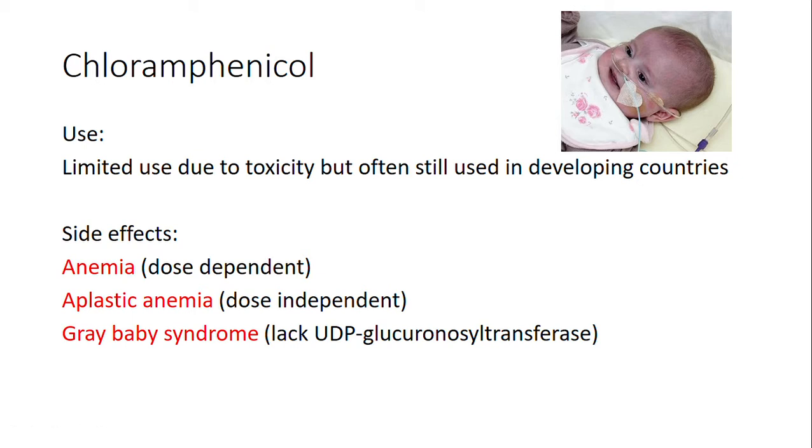The babies have very low conjugation enzymes in their livers, and this leads to increased levels of toxic metabolites of chloramphenicol. The baby will be pale, and on top of that will be cyanosed, so the end result is a gray color, and this is gray baby syndrome.